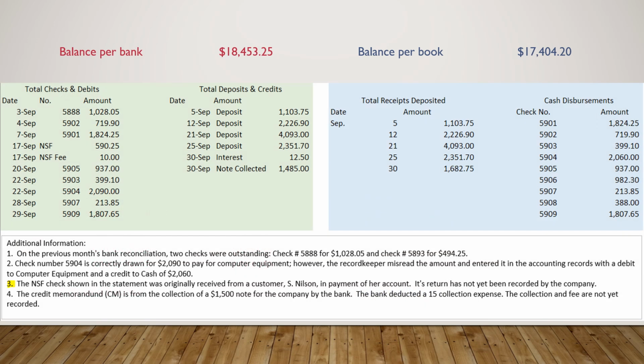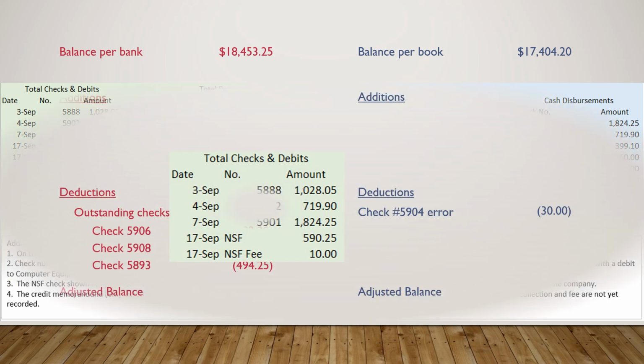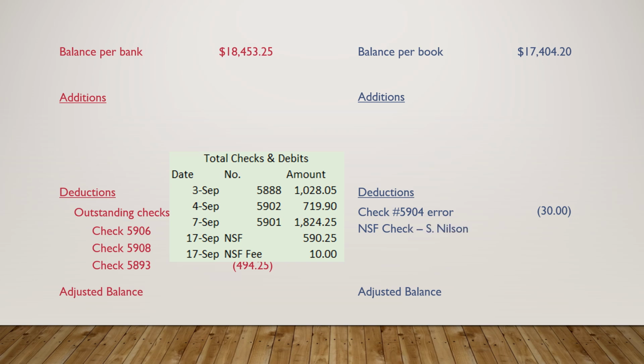Item 3 references an insufficient funds check from S. Nilsson. If you look on the bank statement, you can see the deduction for the bad check, as well as an associated fee of $10. NSF checks are deductions on the book side of the reconciliation. We added $590.25 on our books, and the bank added that amount when it processed our deposit.